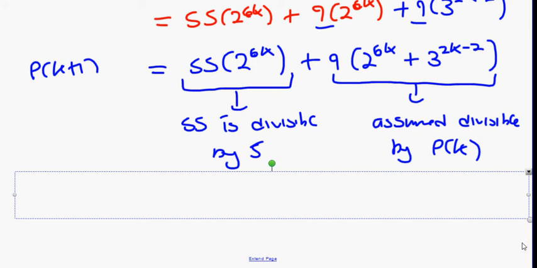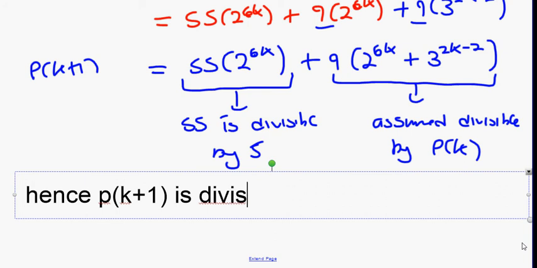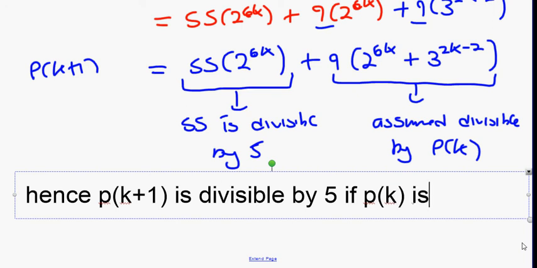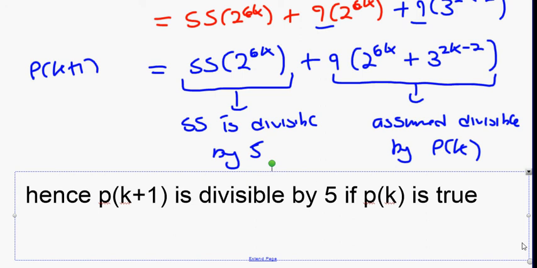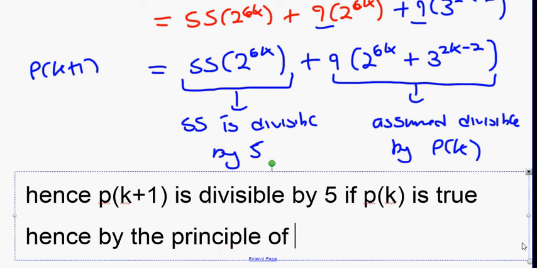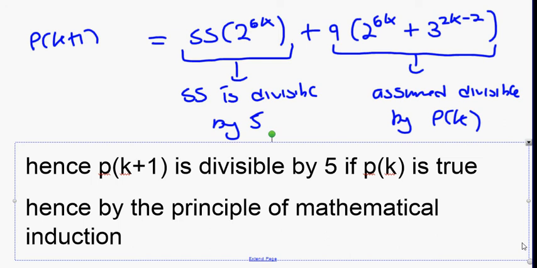So hence P of k plus 1 is divisible by 5 if P of k is true. Hence, by the principle of mathematical induction, P of n is true.